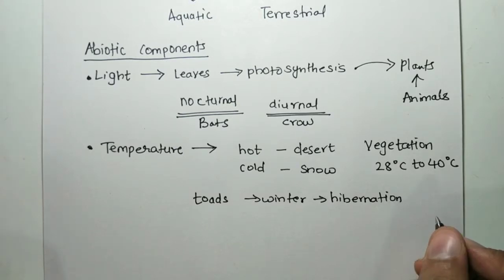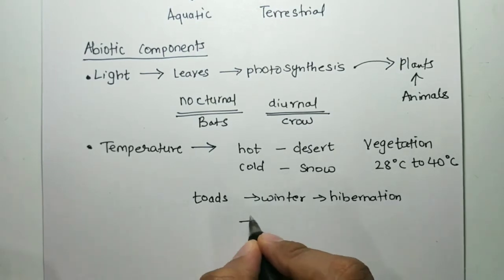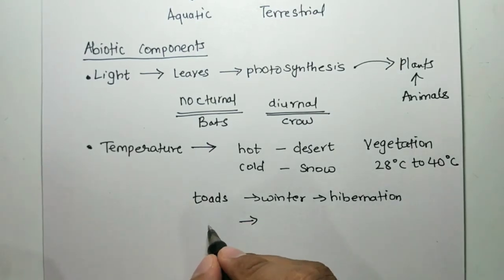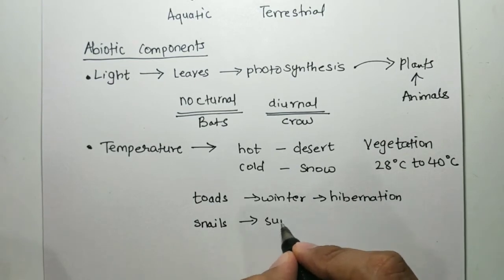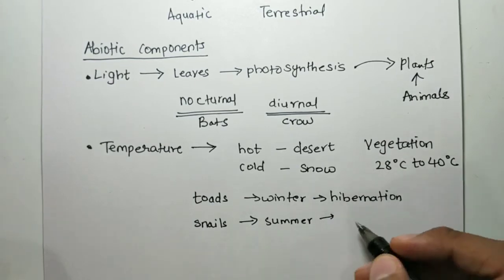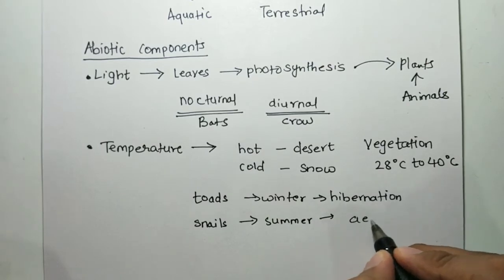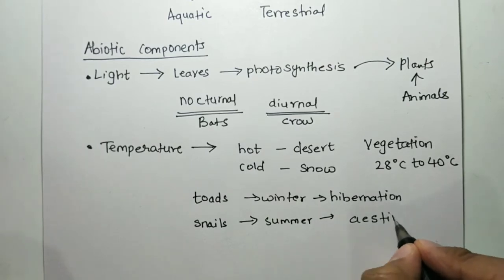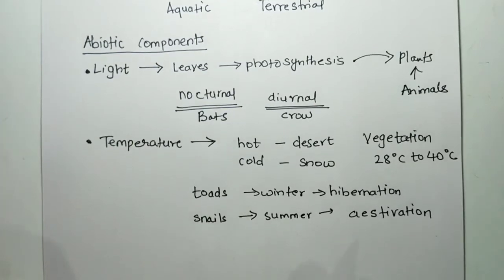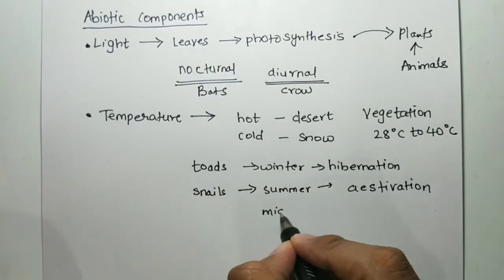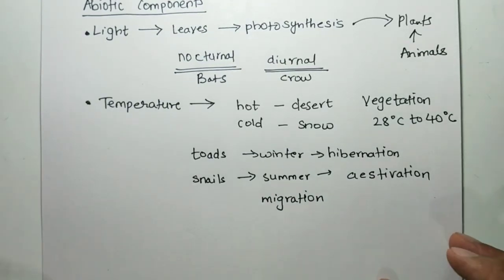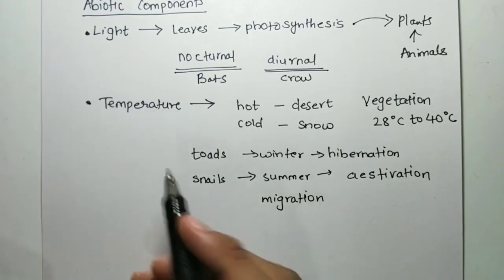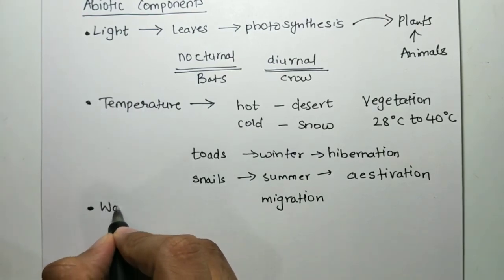There are animals like snails who cannot withstand high temperatures. So in summers, they also sleep. That is called summer sleep, or it is also called estivation. Okay, or some animals migrate from one place to another. Migration is also possible. Now, apart from light and temperature, another essential component, an abiotic component, is water.